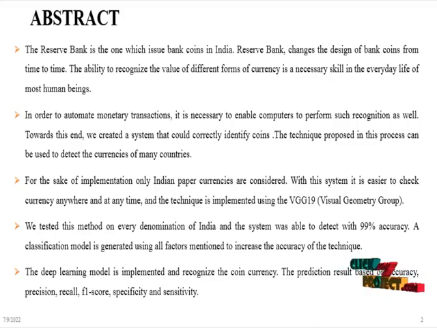The technique proposed in this project can be used to detect the currencies of many countries. For the sake of implementation, only Indian currencies are considered. With this system, it is easier to check currency anywhere and at any time, and the technique is implemented using the Visual Geometric Group VGG19. We tested this method on every denomination of India, and the system was able to detect with 99% accuracy. A classification model is generated using all factors mentioned to increase the accuracy of the technique. The deep learning model is implemented and recognizes the coin currency. The prediction results are given in the form of metrics like accuracy, precision, recall and F1 score.